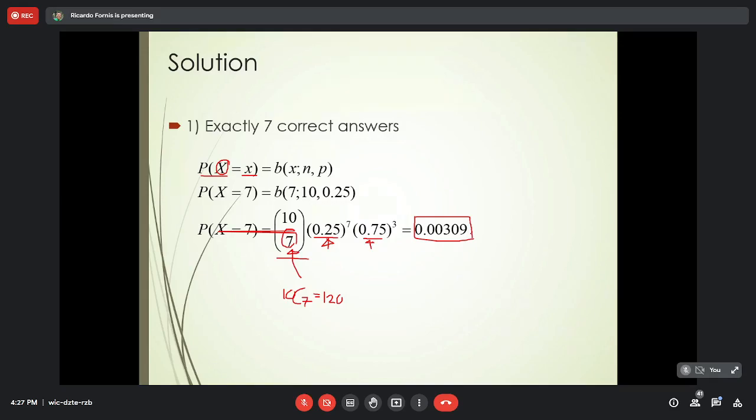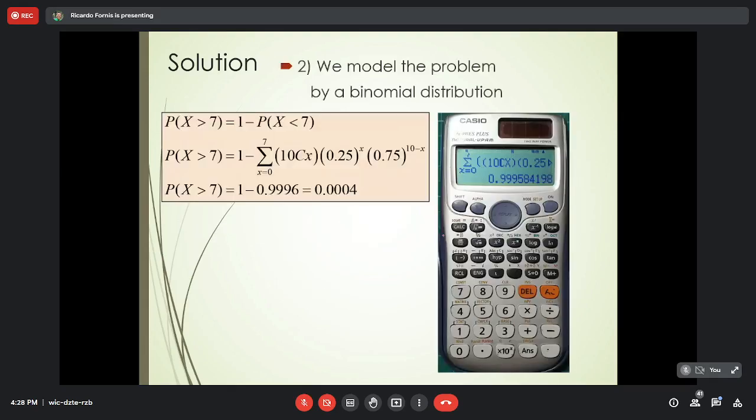I can also emphasize that indeed, if there are 10 items and you do not study because you just guess the answer, then the chance that you will pass is only 0.3%. The chance that you will get exactly 7 is only 0.3%. Very, very low. No? So it's better to study before taking the exam.